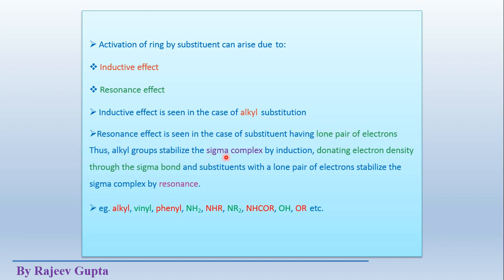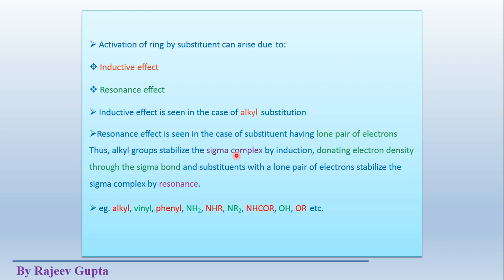Thus, alkyl groups stabilize the sigma complex by induction, donating electron density through the sigma bonds, and substituents with a lone pair of electrons stabilize the sigma complex by resonance. So what is the inductive effect? Inductive effect is a sigma bonding electrons pulling or pushing effect. Here only the sigma bonding electrons are somewhat displaced, but in the case of substituents which contain a lone pair, complete delocalization of the lone pair takes place, and this is called resonance.